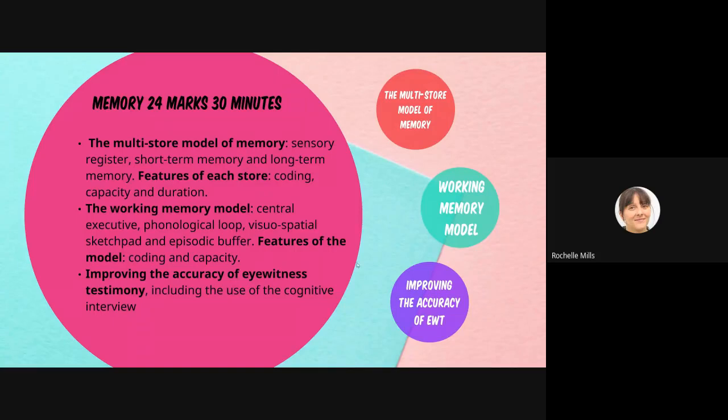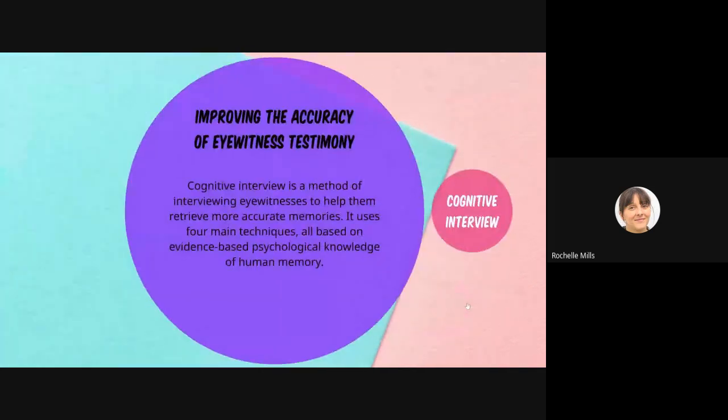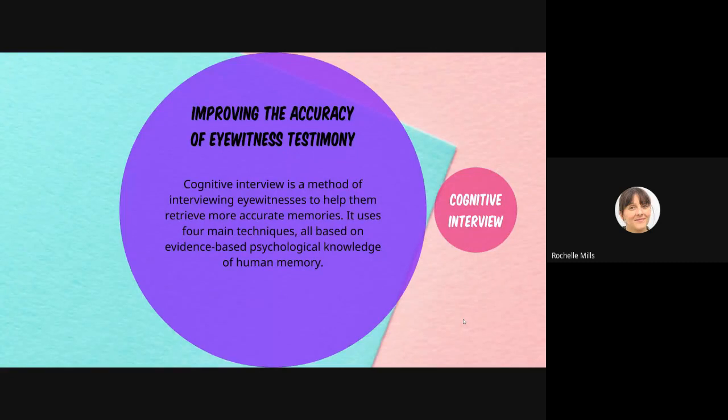So, for the final part, we'll look at improving the accuracy of eyewitness testimony, including the use of the cognitive interview. The cognitive interview is a method of interviewing eyewitnesses to help them retrieve more accurate memories. It uses four main techniques, all based on evidence-based psychological knowledge of human memory. So, we'll have a look at the four parts of the cognitive interview.